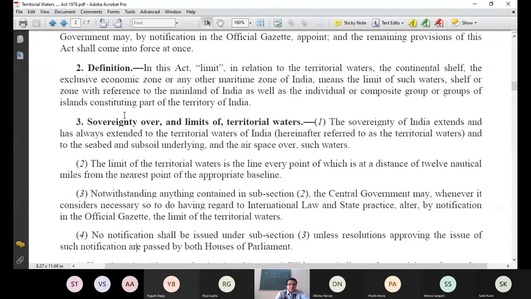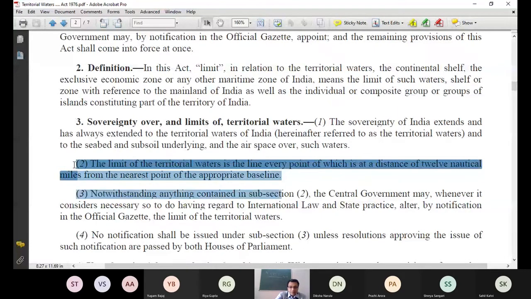Section 2 of this Act defines territorial waters. So you can see here, the limit of territorial waters is the line, every point of which is at a distance of 12 nautical miles from the nearest point of the appropriate baseline. This is my first definition. You can call it territorial waters or territorial waters of India, one and the same thing. Similarly, Section 5 of this Act defines the contiguous zone.